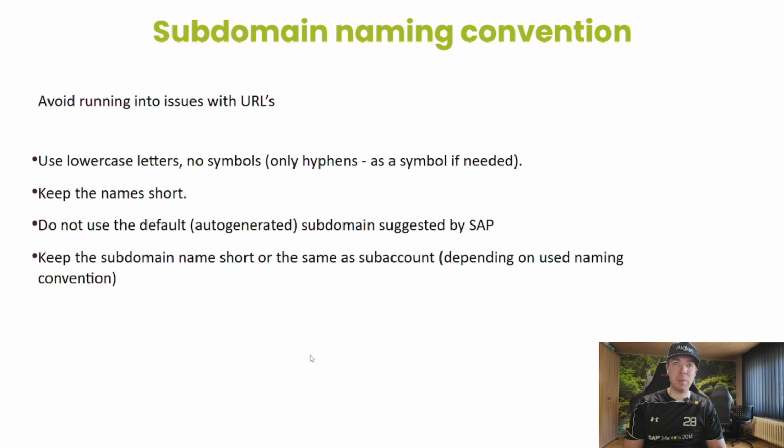So this is why Wouter and I came up with a naming convention and also some tips and tricks or best practices in terms of what to do with the subdomain. In terms of using the regular subdomain, so I'm not talking about using a custom domain on your own company now, but the subdomains that are available inside of BTP, a general practice is: use lowercase letters, don't use symbols, only hyphens. Keep the name short, so you avoid running into URLs that are too long, and don't use the default auto-generated subdomain suggested by SAP.